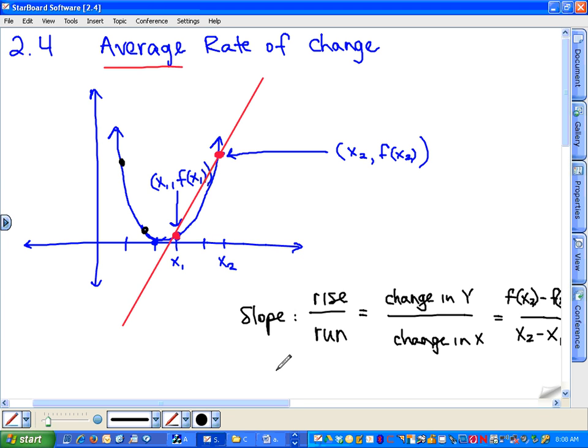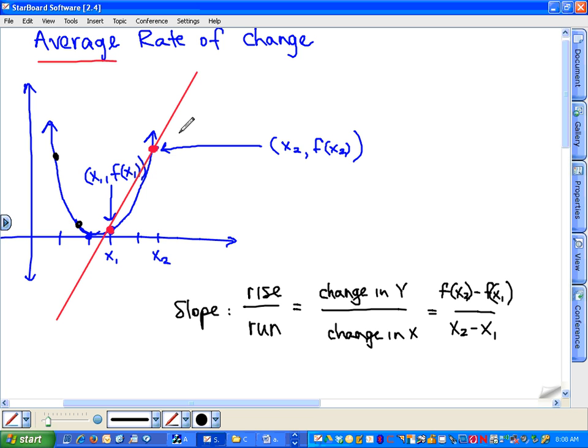So anyway, to find the slope of that line between the 2 points, you use the slope formula. Change in y divided by change in x, or f of x2 minus f of x1 all over x2 minus x1.